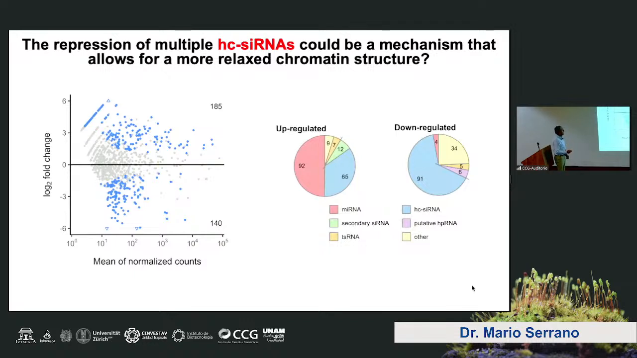And what Emir found is that many small RNAs are induced during these early times. And just to highlight, it was interesting to find that many of the heterochromatic small RNAs are overrepresented. And that means that maybe the relaxation of the chromatin is important for the plant to defend against Botrytis cinerea. And it's something that we want to pursue, but I will not go further than here.